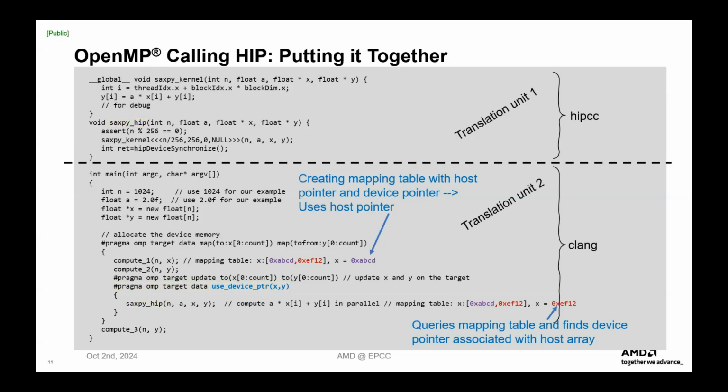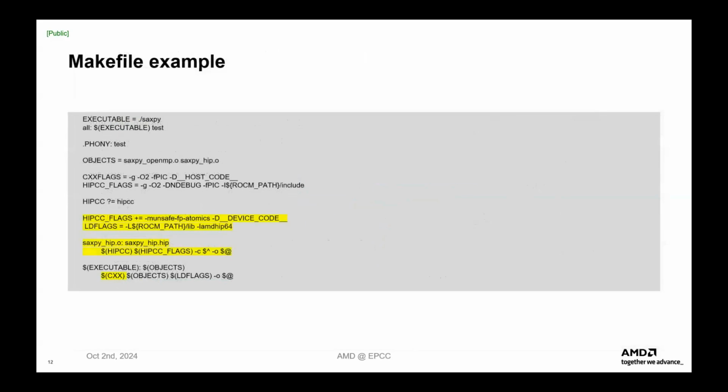Okay, another important thing is that now this HIP code has to be translated with hipcc and the OpenMP code with AMD Clang. So how do we achieve that? We put it in different translation units in different files. So you have to be careful that you use 2 different compilers in the makefile, hipcc to compile the saxpy HIP file, and AMD Clang to compile the OpenMP code.